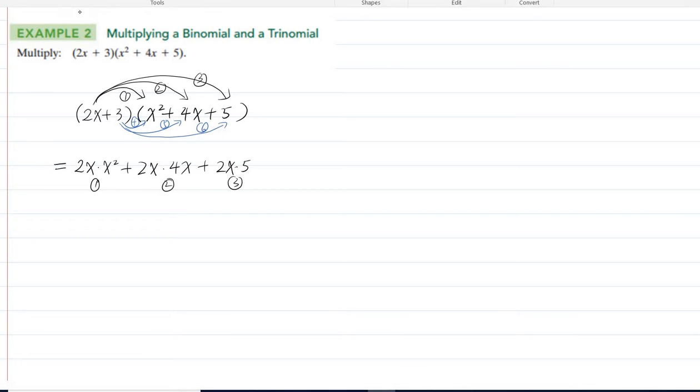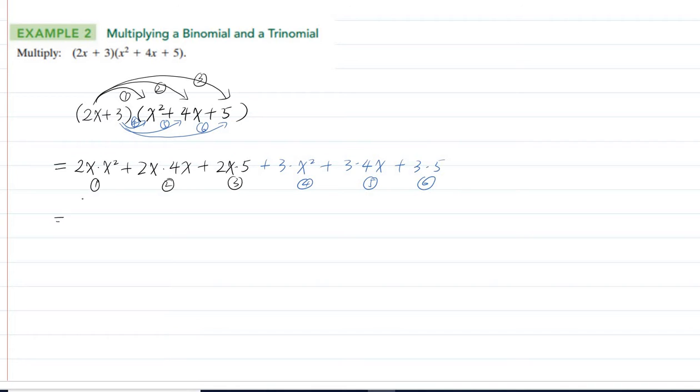Then we're also going to go ahead and work on 4, 5, 6. Okay, this is 4. So we're going to add 3 times x squared plus 3 times 4x and plus 3 times 5. Again, that's just 4, 5, and 6. Okay, so now we're going to simplify this. That will be 2x cubed plus 8x squared. Okay, then plus 10x. Then now we're going to have plus 3x squared, then plus 12x, and plus 15.